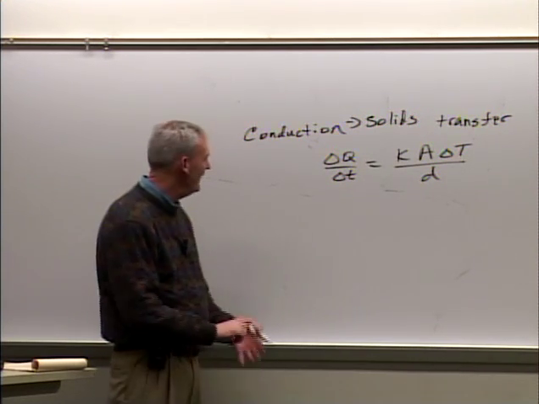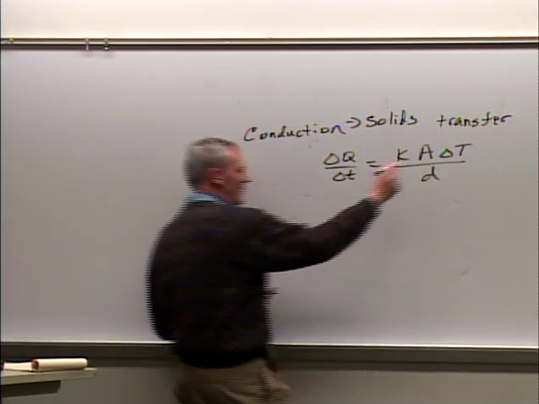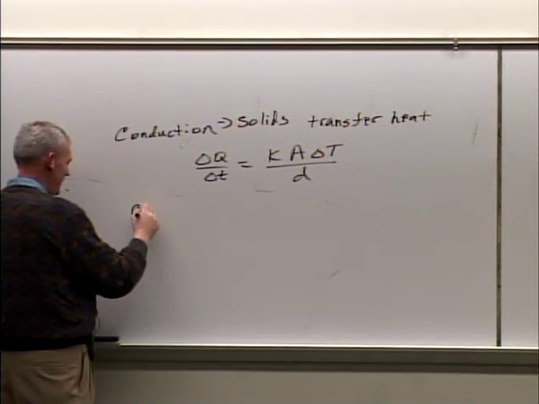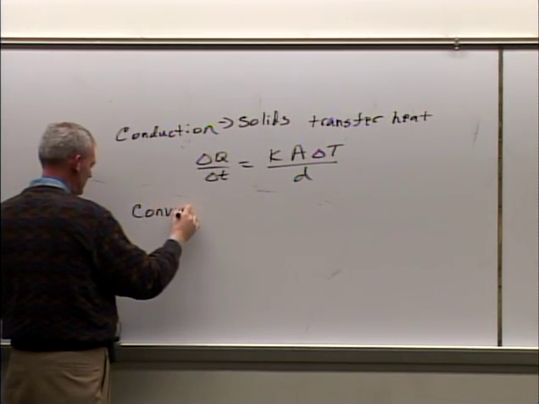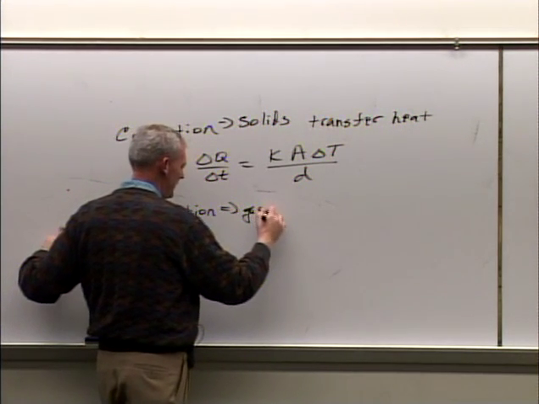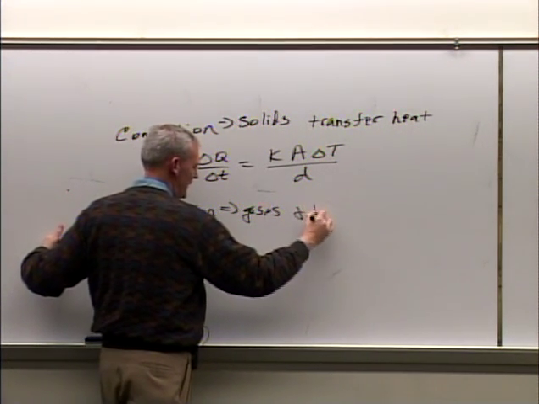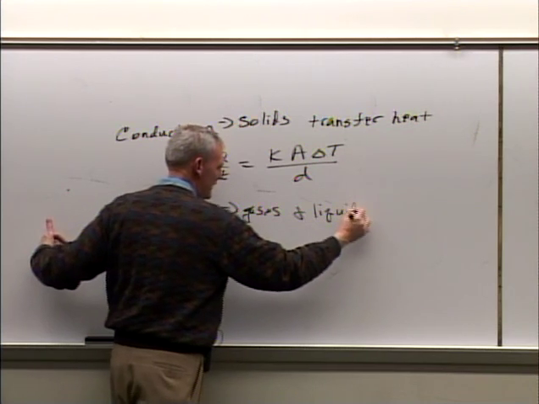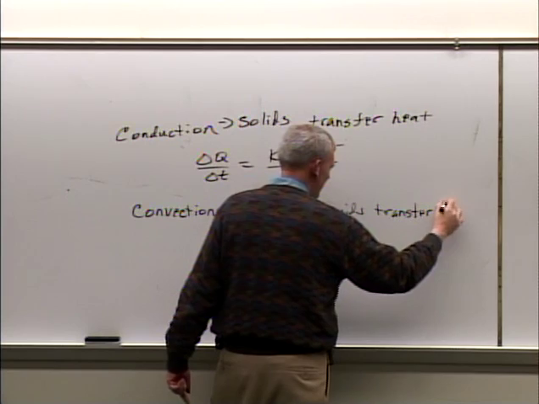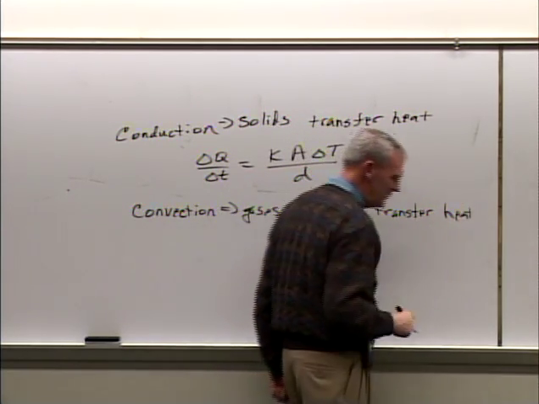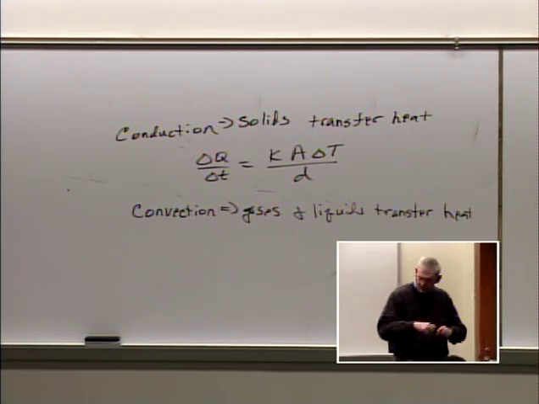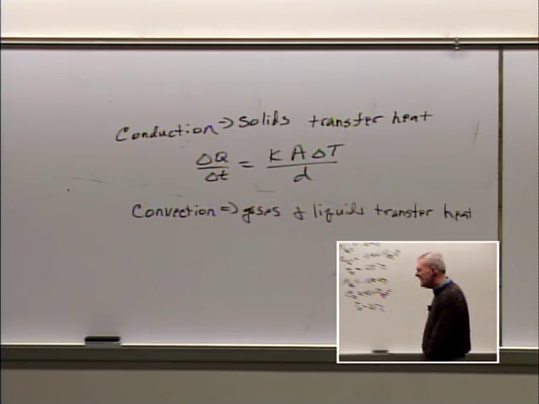The next thing is convection. This is the way gases and liquids transfer heat. It's not a very effective way. In some ways it can be very efficient, very effective, but it's really complicated.